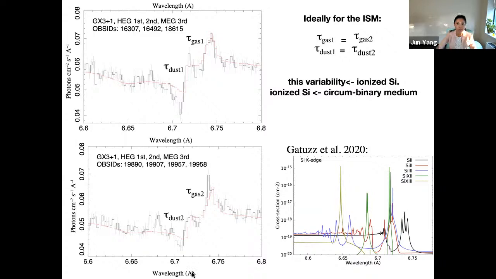We identify these variabilities as from highly ionized silicon. So we propose this ionized silicon is from the circumbinary medium. This figure shows the recent calculation of the cross section for different ionized silicon. We will use this to model the ionized silicon in this spectrum.